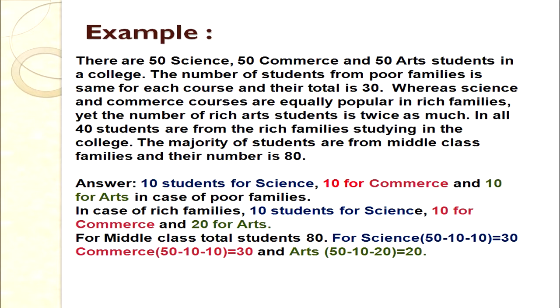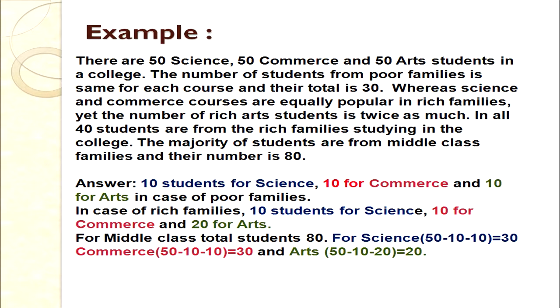Next, whereas science and commerce courses are equally popular in rich families, yet the number of rich art students is twice as much. They are giving us specific information. So, point by point, we are picking each piece of information and analyzing it. We need to do it because the first step to construct a table is to find the data and classify it into different similar groups. That is what we have learned in the previous chapter.